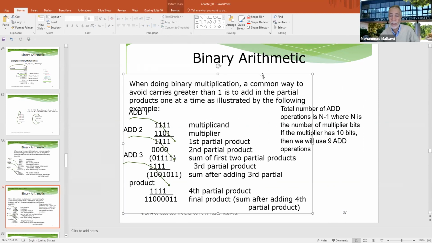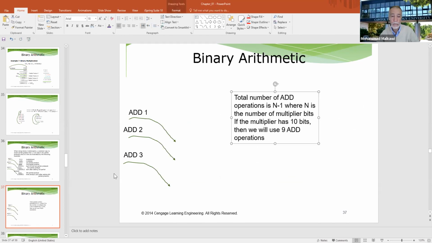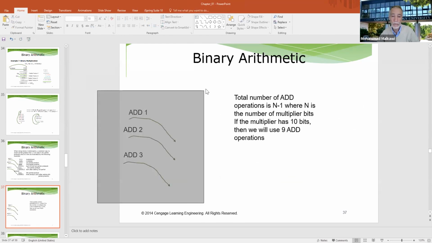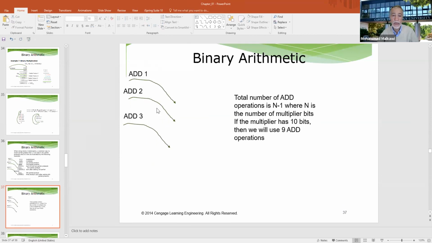Actually, this one I don't need because I had it on my previous slide. And those ones, I'll just say add 1, add 3, all the way here will be add 9. So I have 9 adds.